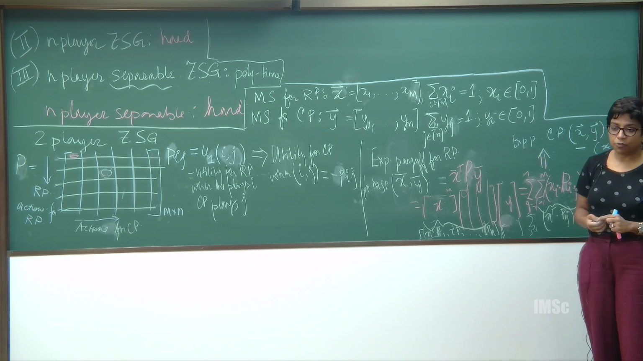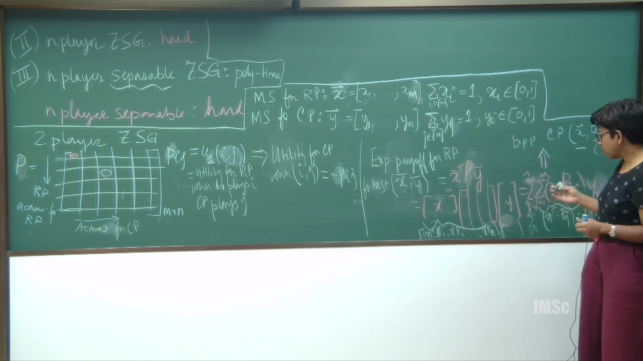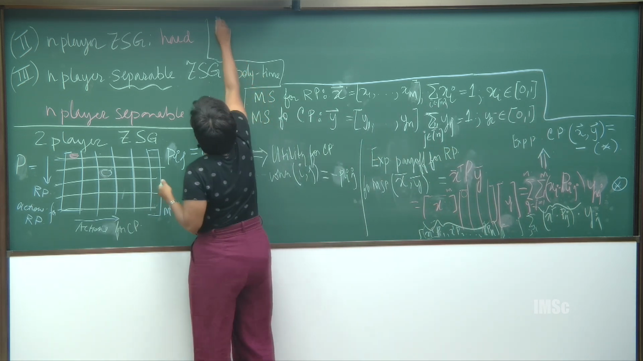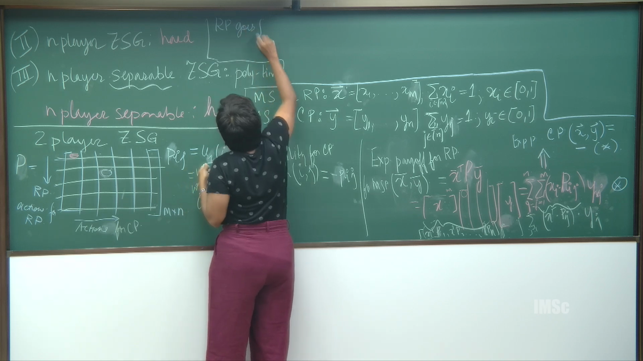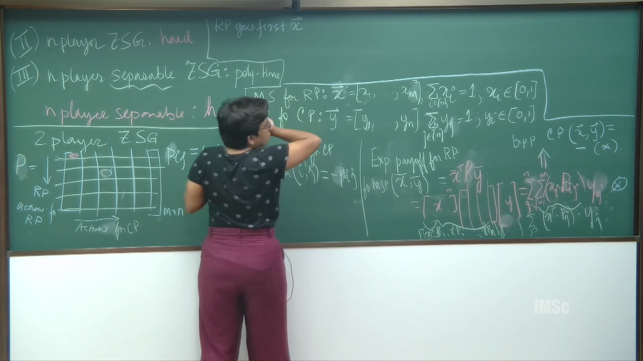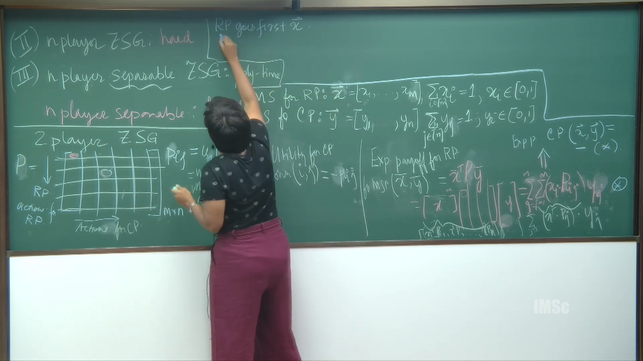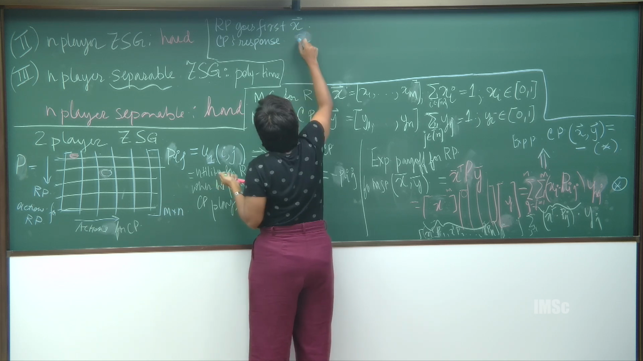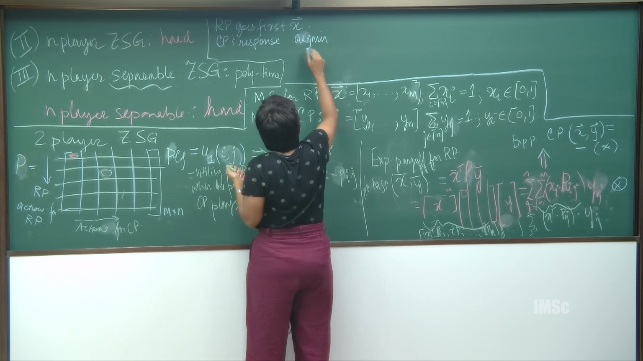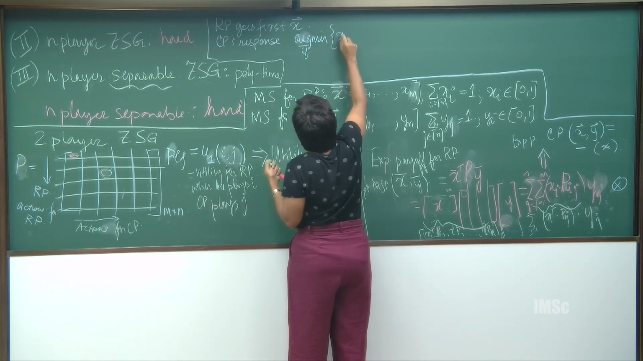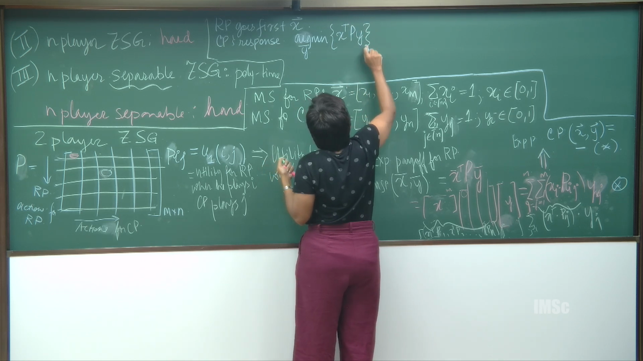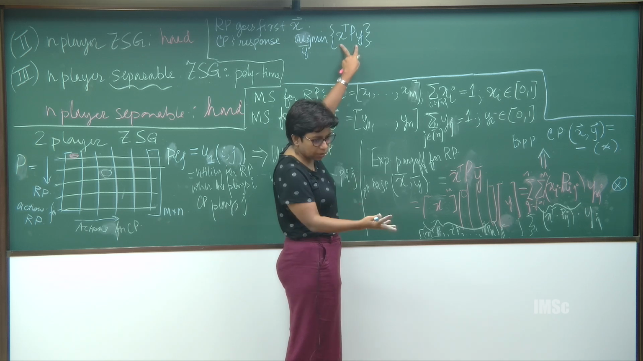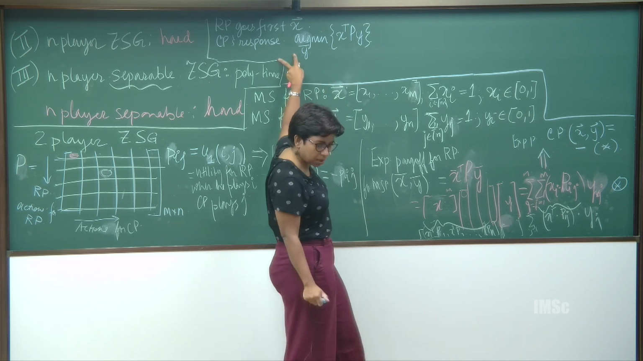Now if the column player went first, what should the row player do? If the column player goes first, it reveals y, and based on that the row player goes second. So the row player goes first, it reveals x bar, right. The column player's response should be argmin over y. It will try to minimize this quantity, because this is a quantity that will go to the row player.